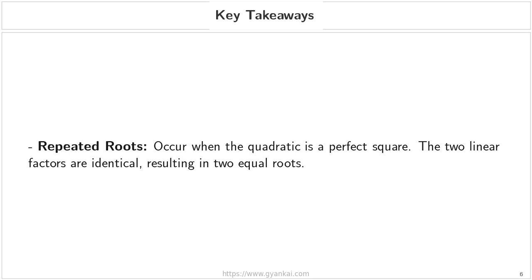First, let's revisit repeated roots. As we saw in our first example with the perfect square trinomial, repeated roots occur specifically when the quadratic expression is a perfect square. This means that when you factor the equation, you'll find that the two linear factors are exactly identical, which results in two roots that have the same numerical value.